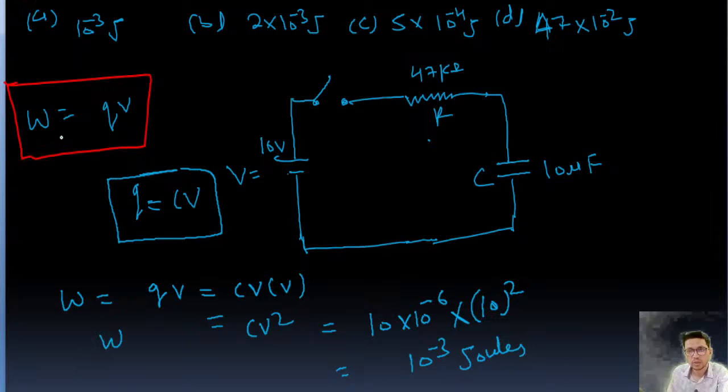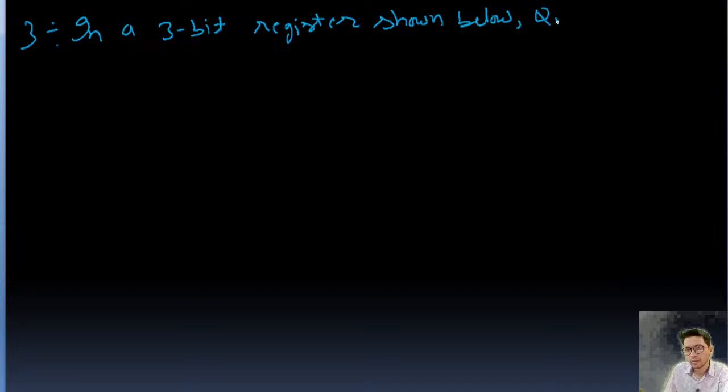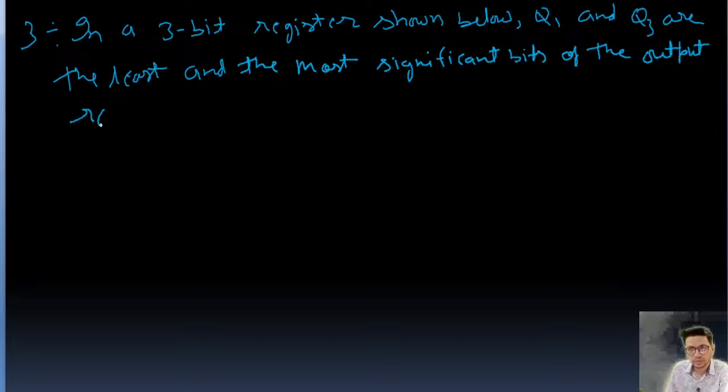In a 3-bit register, Q1 and Q3 are the least significant and most significant bits of the output respectively. Okay, figure is given. I'll make the figure on the next page.